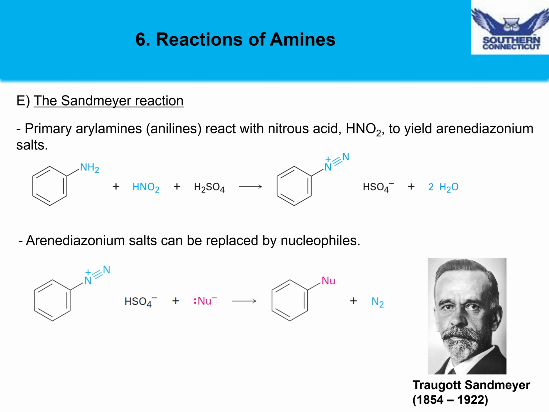The Sandmeyer reaction is a very useful reaction that allows us to convert the amino group in an aniline into a number of other substituents attached to a benzene ring. The Sandmeyer reaction involves reacting an aniline or a primary aromatic amine with nitrous acid, which is HNO2, to form a diazonium salt. This diazonium salt is very reactive.